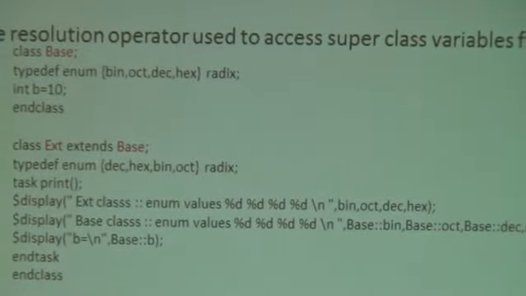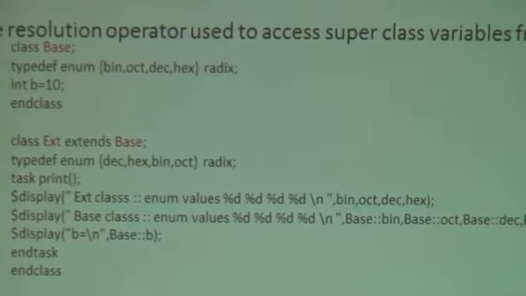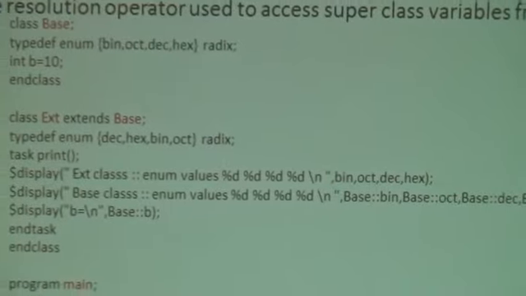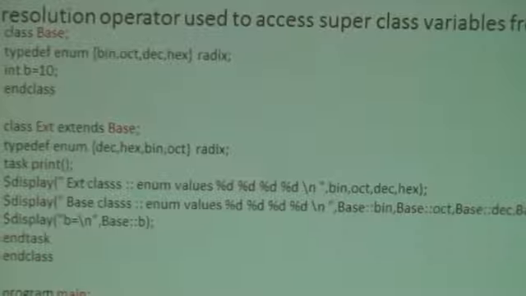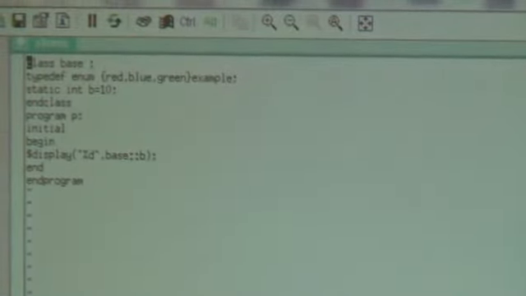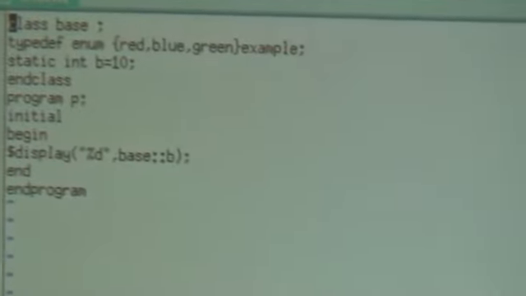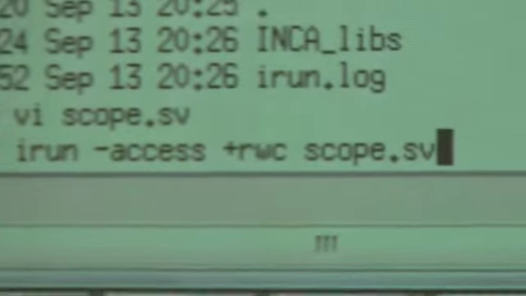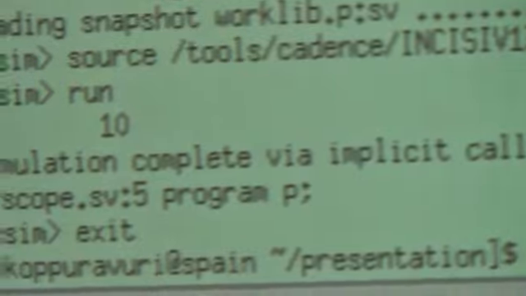scoped only within the class. So the scope resolution operator is used to access this radix using the scope. We are able to access this radix even if it is not static, using the scope resolution operator. This is an example of the scope resolution operator accessing the keyword static int b equal 10. Now we will execute it and we will see whether the value b equal 10 or not. For the program scope.sv, which is our file, we will just see whether we are getting output 10 or not. Yes, we have got the required output 10.